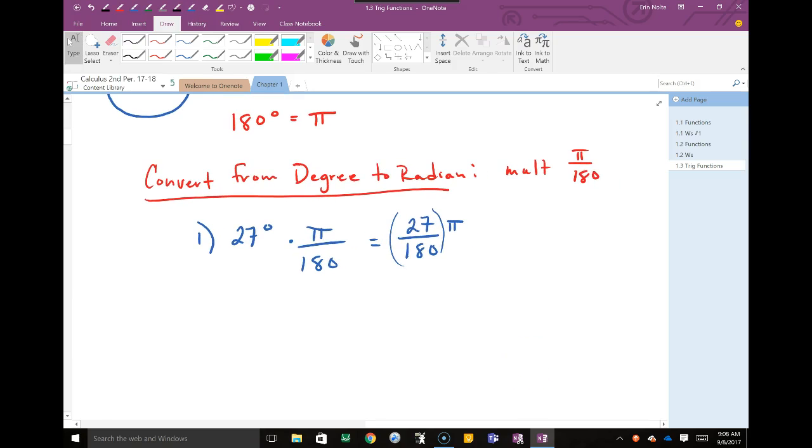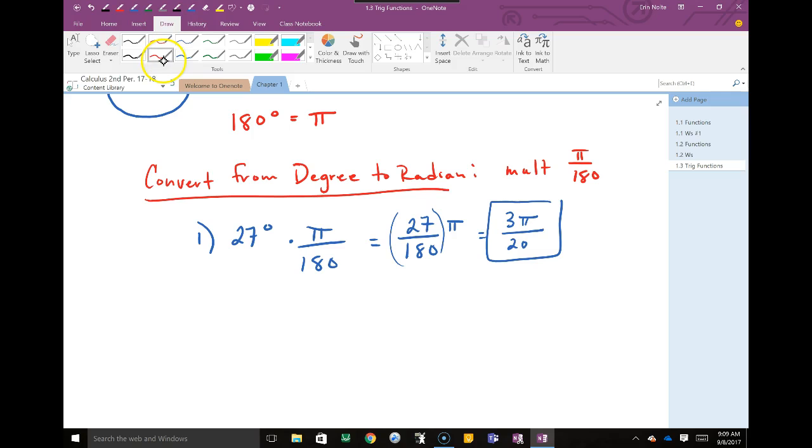You can divide by 3. Actually, divide by 9. So what's 27 divided by 9? 3, so we'd have 3 pi. What's 180 divided by 9? 20. So 3 pi over 20 is equivalent to 27 degrees. Do I need to do another example of that? Is that pretty easy? It's pretty straightforward.